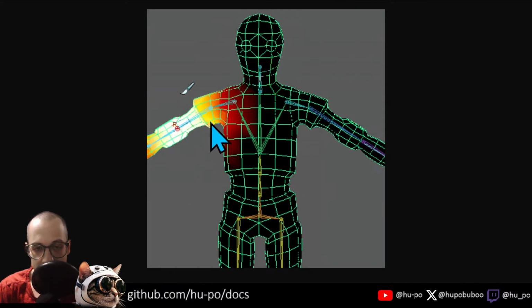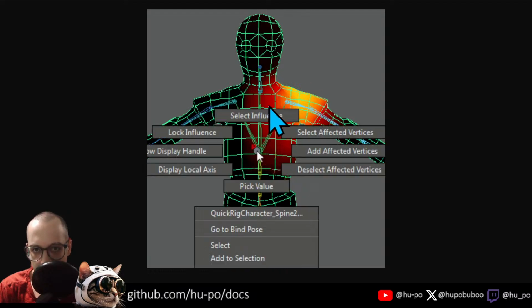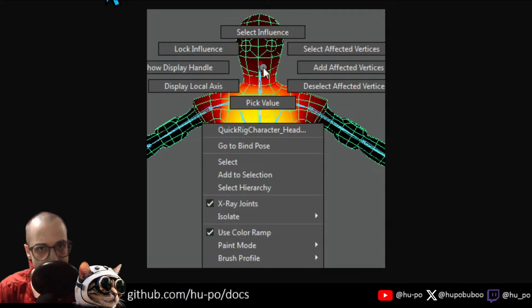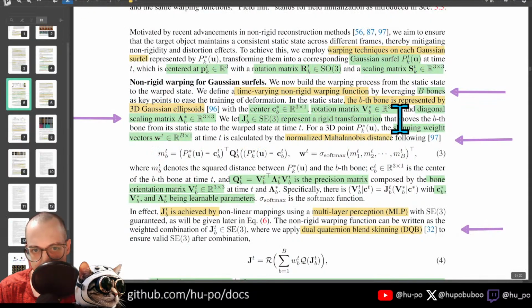Some human is going in here and manually painting the skinning weights. So in this case, they're going to be learned, right? These are going to be properties of these bones, and they're going to slowly push gradients into these over time.